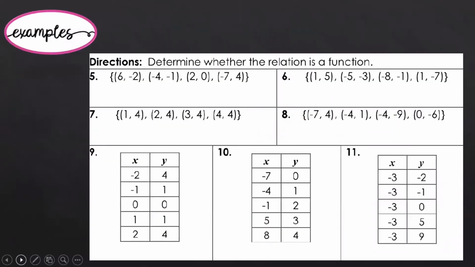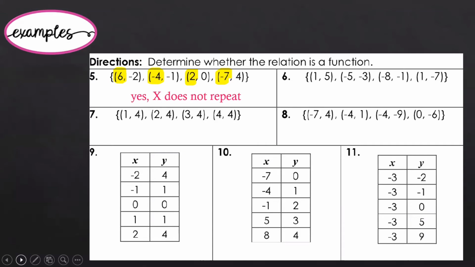So number 5, all you're really concerned with to determine if it's a function is the x values. So all you're looking at are my x's. I have a 6, a -4, a 2, and a -7. Well, therefore, x does not repeat, so yes, it is a function.